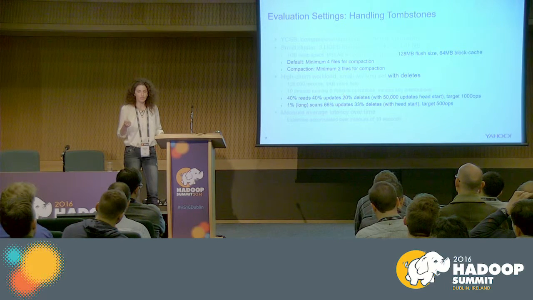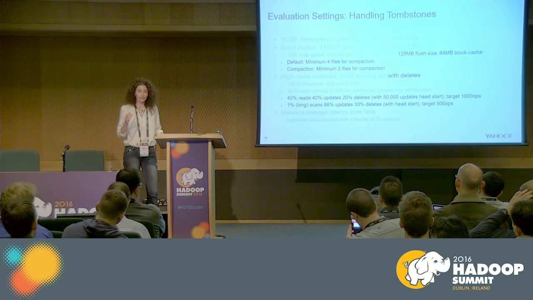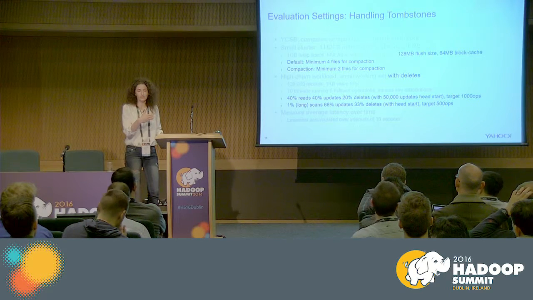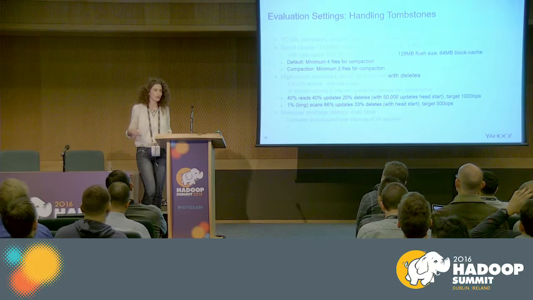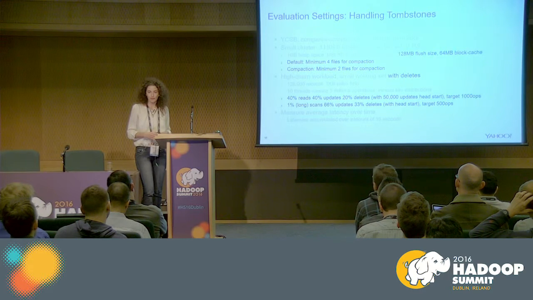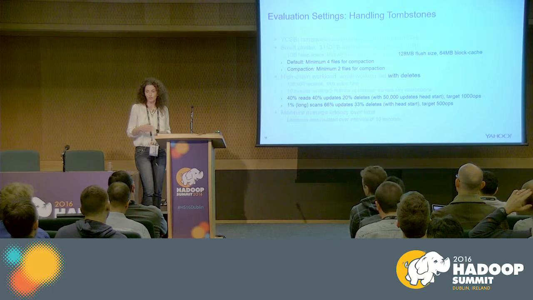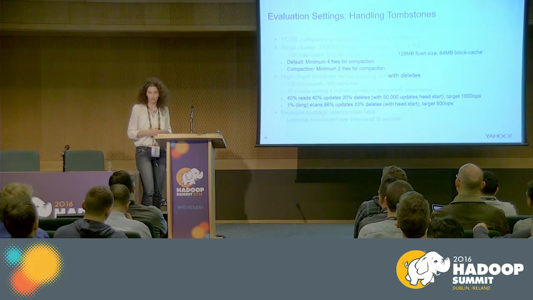The difference is in the minimal number of files that we required for triggering a compaction. For the default, we had a minimum of 4 files, and for compaction, we had a minimum of 2 files. Now, as you will see in a minute, the default implementation still does a lot more compaction and a lot more flushes than our design. We added delete operations, and we gave a head start to the updates of about 50,000 operations before we started deleting items that are in the store.